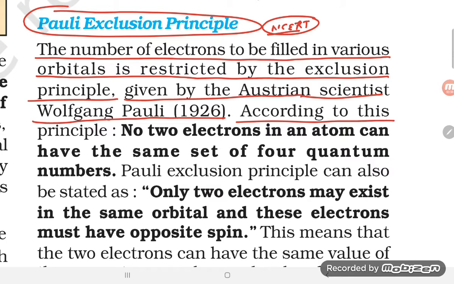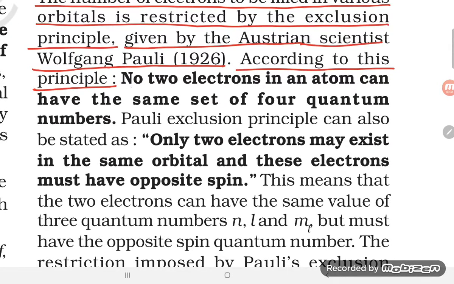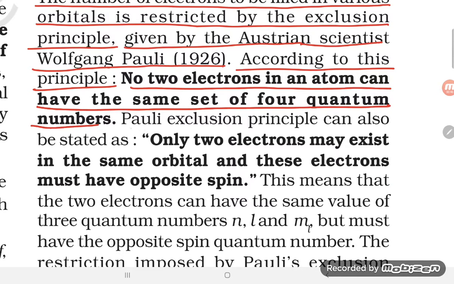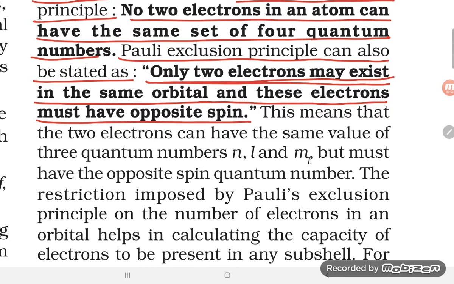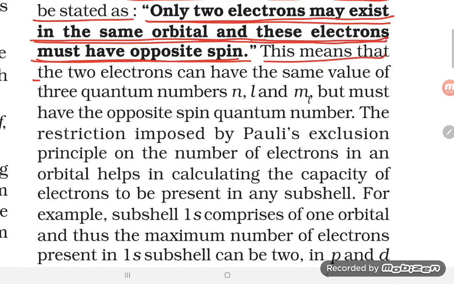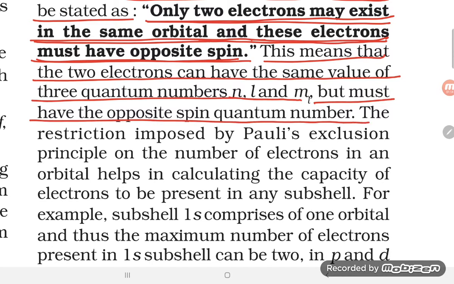in 1926. According to this principle, no two electrons in an atom can have the same set of four quantum numbers. The Pauli exclusion principle can also be stated as: only two electrons may exist in the same orbital and these electrons must have the opposite spin. This means that the two electrons can have the same value of three quantum numbers n, l, ml but must have the opposite spin quantum number.